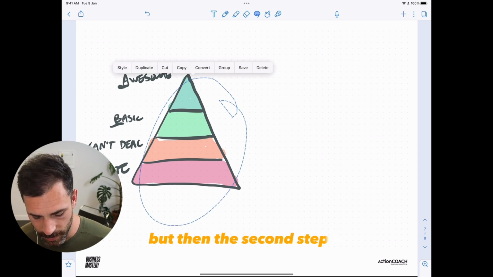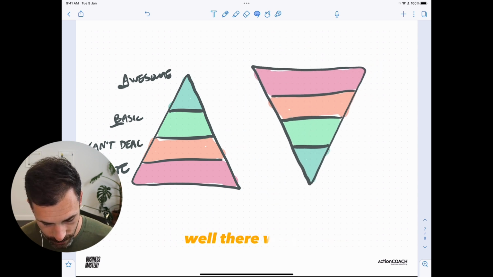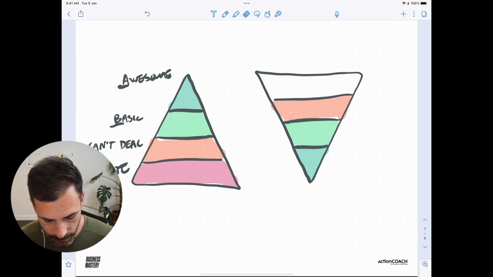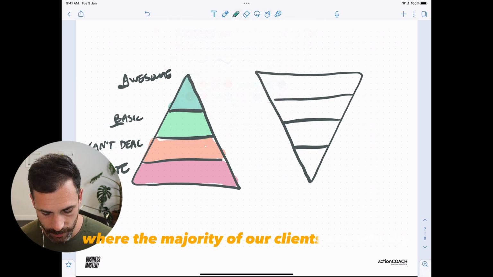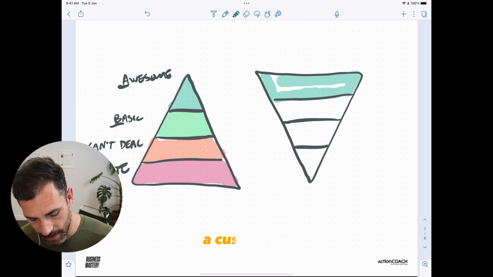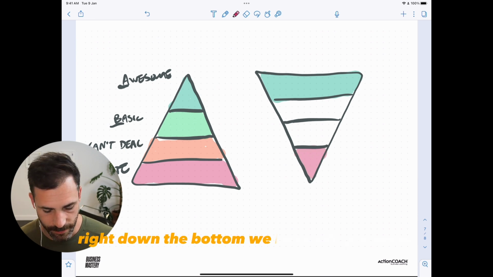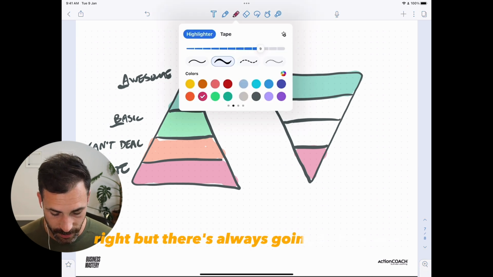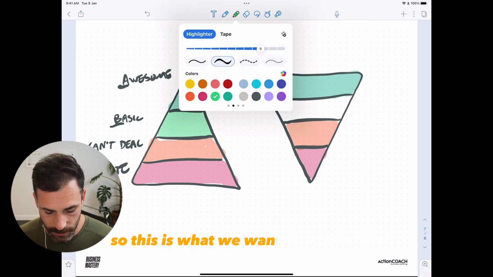But then the second step is we want to turn this on its head. Whoa, there we go. We actually want it to look like this, where the majority of our clients are actually A customers. And right down the bottom, we have a tiny amount, and ideally 0 of these, right? But there's always going to be some. Always going to get the odd one. So this is what we want it to look like.